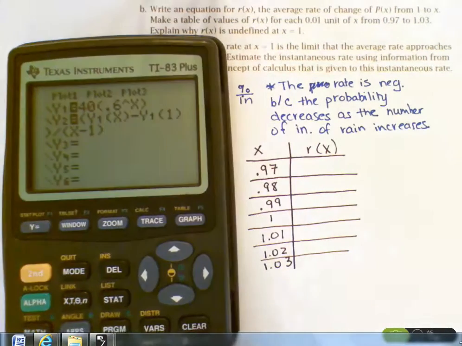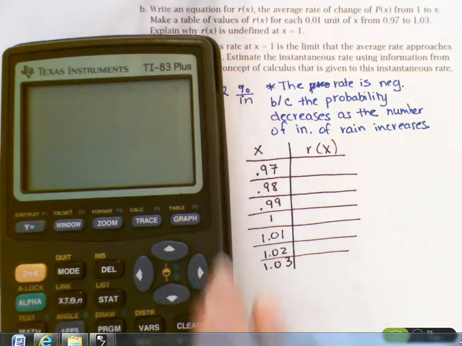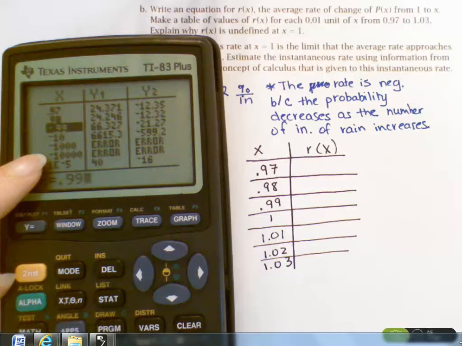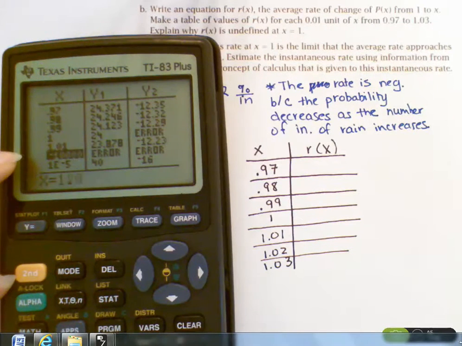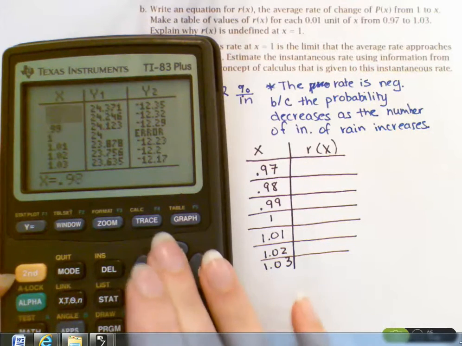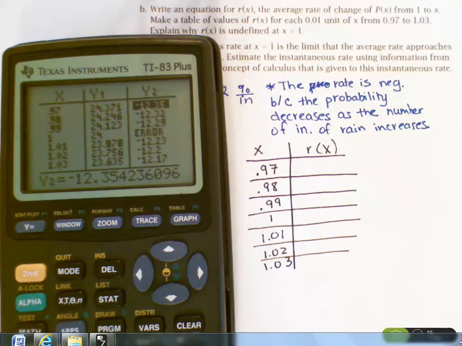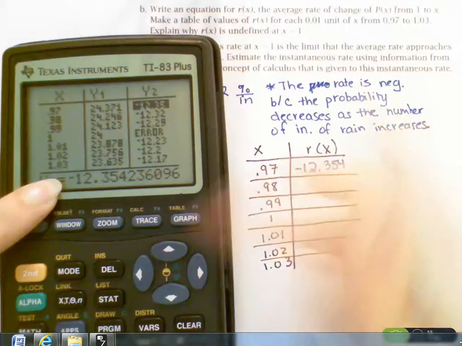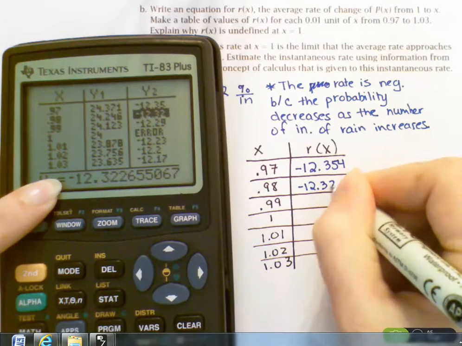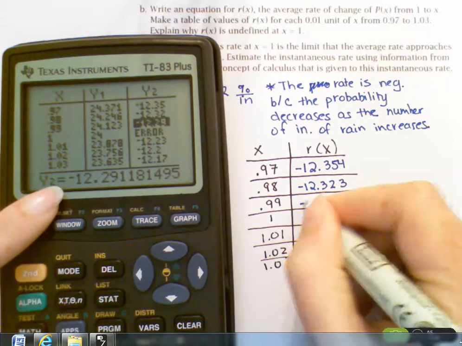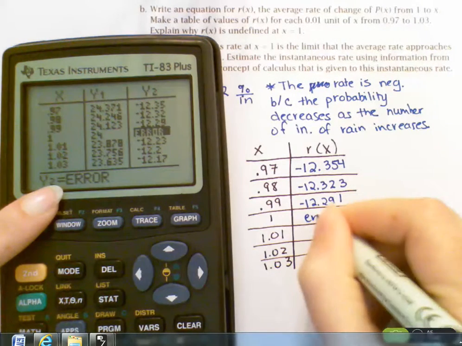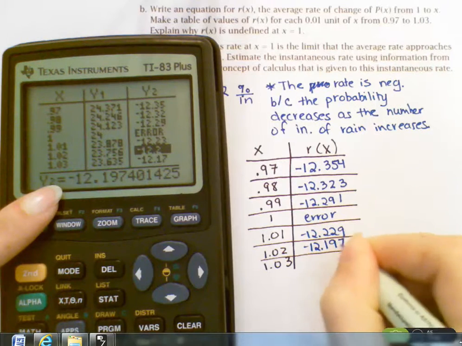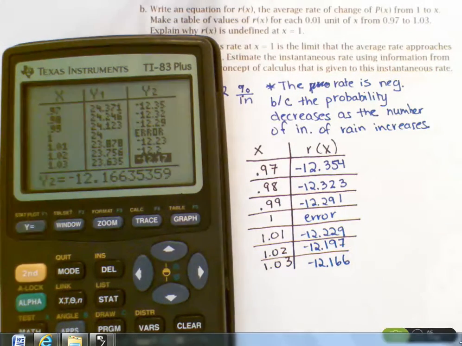Now I'm going to go to my table of values, and my table set is going to still be ask. So I'm just going to plug in what I need: 0.97, 0.98, 0.99, 1, 1.01, 1.02, and 1.03. I'm looking at y sub 2. And again, we're going to keep it rounded to 3 decimal places. For this first one, it's going to be negative 12.354. The next one is negative 12.323. Next one's going to be negative 12.291. And we have an error here. We'll talk about why that happens a little bit. And then we have negative 12.229, negative 12.197, and negative 12.166. So I've got my table of values.